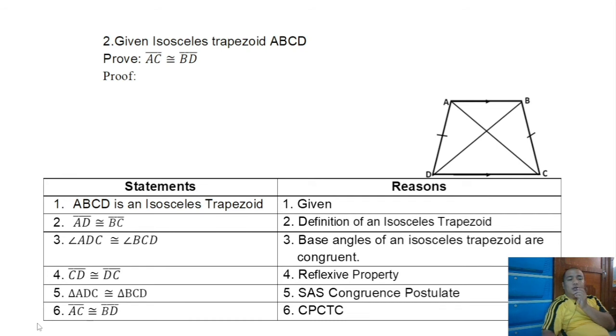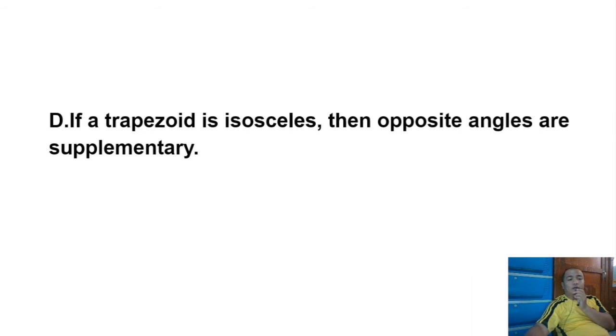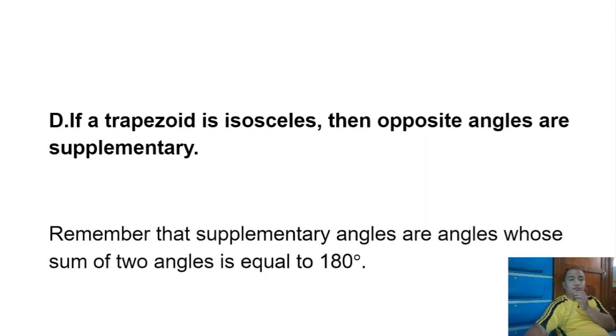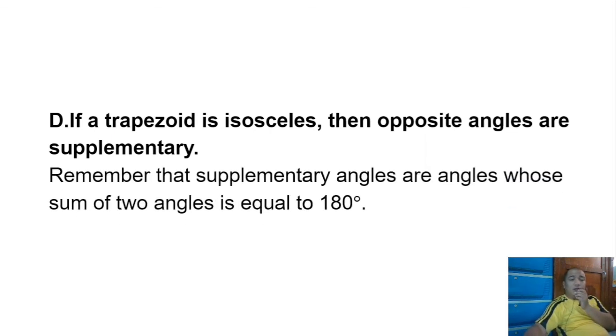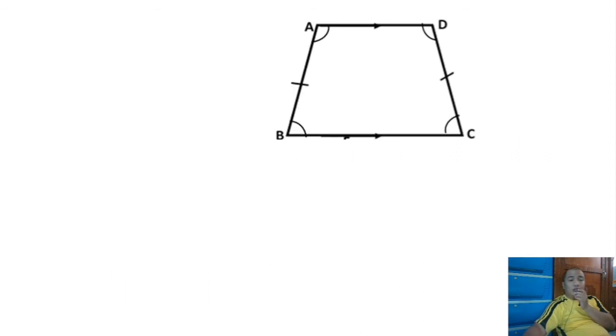Number 6, AC is congruent to BD, CPCTC. Corresponding parts of congruent triangles are congruent. That's the proof. Next, D. If a trapezoid is isosceles, then opposite angles are supplementary. Remember that supplementary angles are two angles whose sum is equal to 180 degrees.